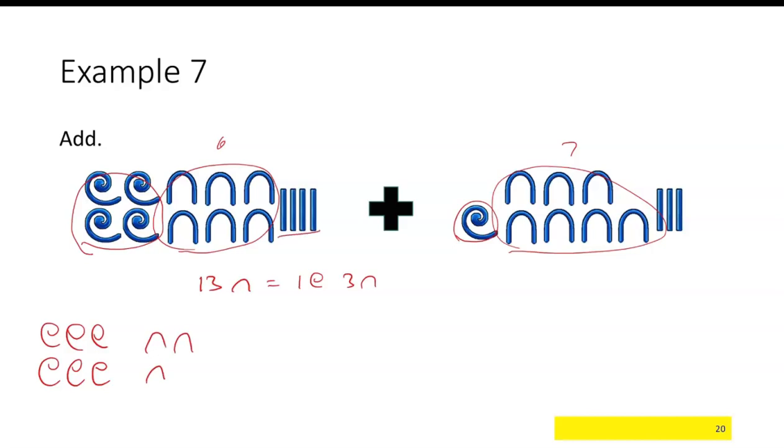And then finally I have 4 sticks here and 3 more. So I have 1, 2, 3, 4, 5, 6, 7. So that's 637.